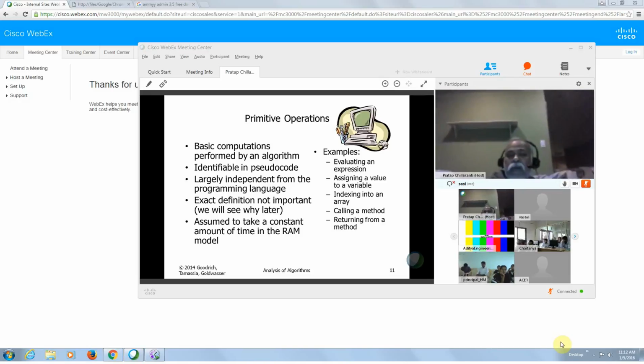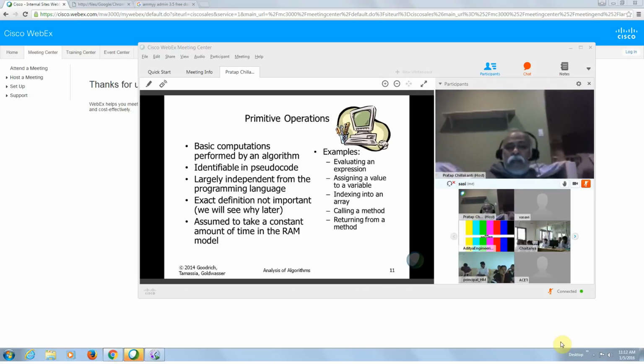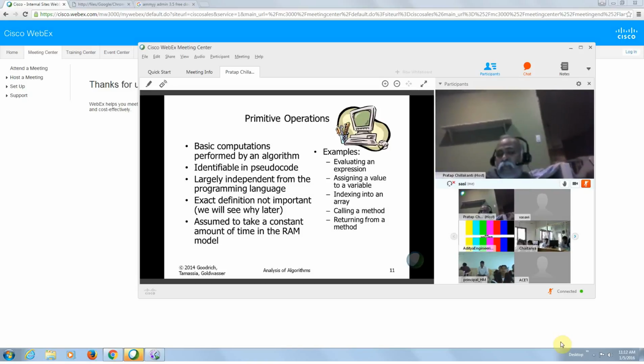However, from a practical perspective, since we are all used to some programming language or other, some of the programming language constructs do come into play when you're writing pseudocode. Again, the exact definition is not important because what we are trying to do is an estimate. It is never exact. Remember, the exact value you can only get when you are executing it as a program. Everything else is called an estimate.